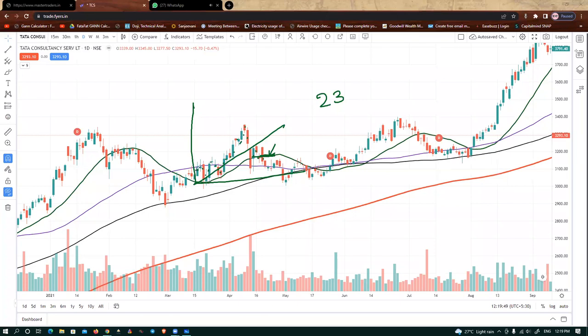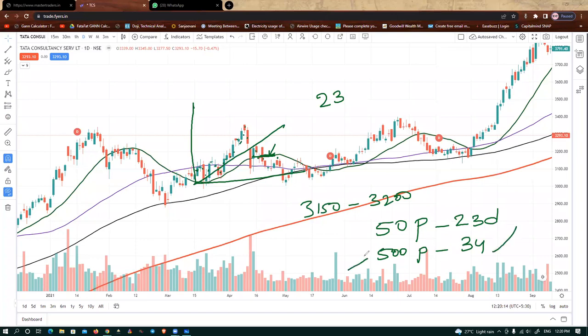We are calculating 3,150 to 3,200. Only 50 points in 23 days, and in 34 days, 500 points. When the inclination was more than 45, the price movement was very fast and higher. When the inclination is down, the price movement is very less.